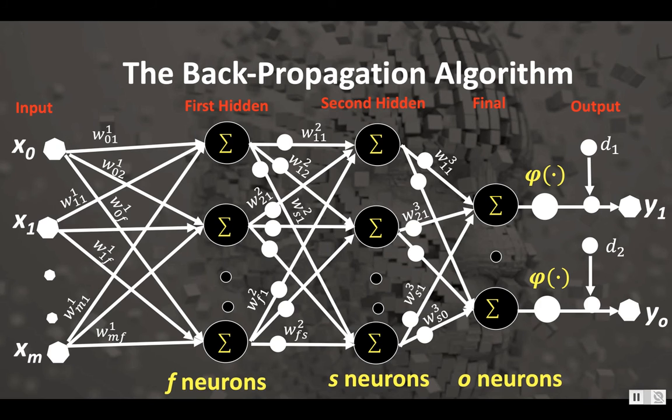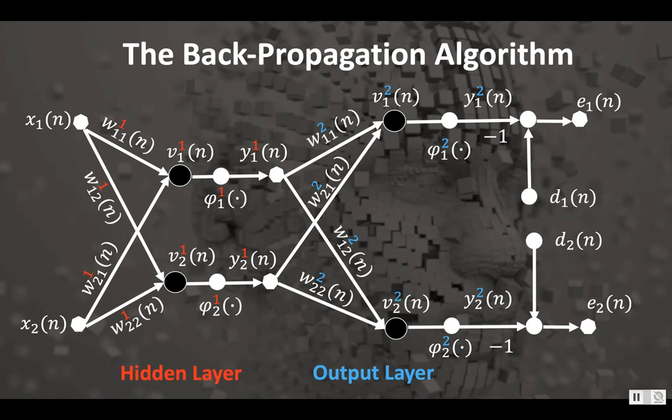Here we only have two inputs, x1 and x2. We have two layers. One is the hidden layer. We use the red color to indicate it. Another layer is the output layer. So let's go through from the left side to the right side. We have two inputs, x1 and x2. The n means the n iterations. That's the n training data.